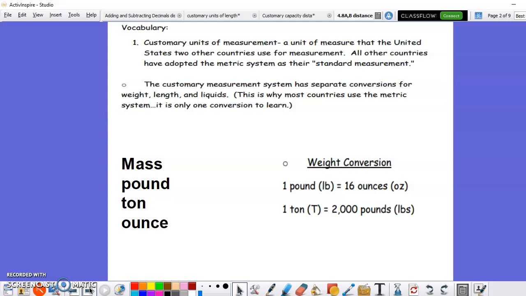So mass is to see how much something weighs, how much stuff is in something. We have pound, ton, and ounce. And so we see our weight conversion. 1 pound, or the abbreviation is LB, is equal to 16 ounces. The abbreviation is OZ. 1 ton is equal to 2,000 pounds.